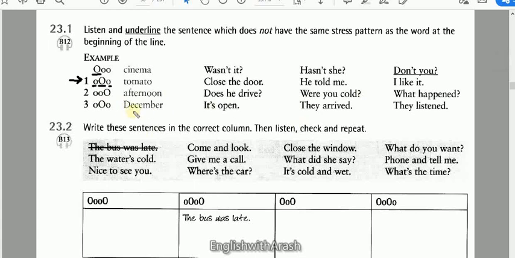December. Let me first read it properly for you. December. So it's like December. December. It's open. They arrived. They listened. So again, December. It's open. They arrived. They listened. This one is a little tricky.